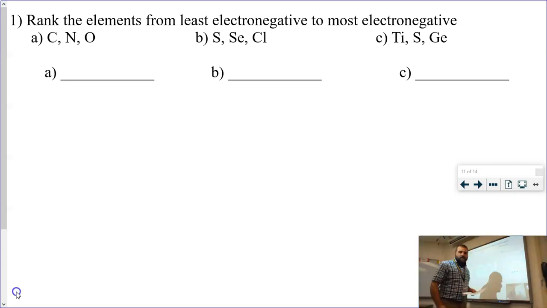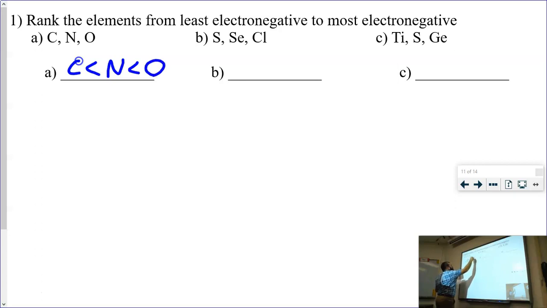I'll be right back. All right, so in the first one, we have carbon, nitrogen, and oxygen. They are in the exact same row on the periodic table. They're in row 2. And again, if our trend is left to right, I'm going to rank this as carbon has the least, and then nitrogen, and then oxygen. Just left to right.